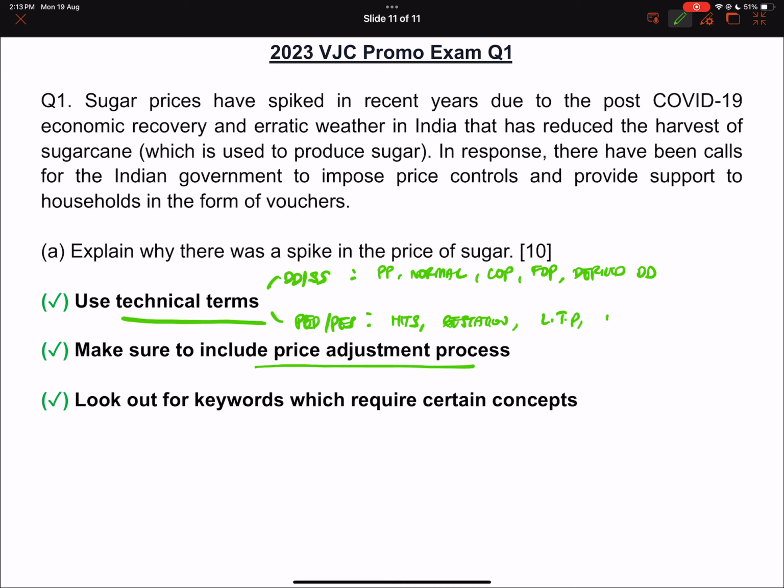Okay. And then you want to look out for keywords which require certain concepts. So in this case, it's spike. But otherwise, it can be things like plural, 2 factors, or they can suggest that you need certain concepts really. Okay, so I hope this has been helpful. Is that it? Yeah, this is it.